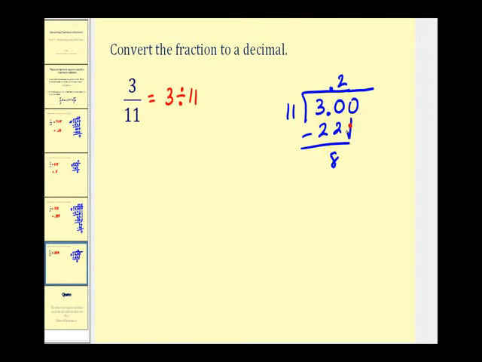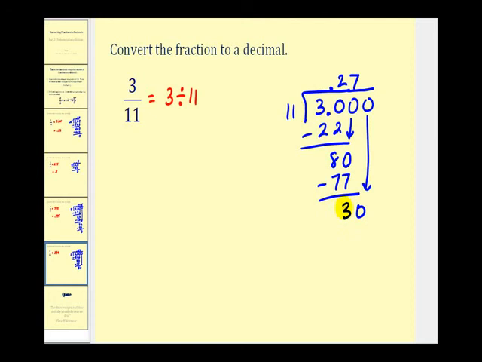Add a 0 and bring it down. How many 11s in 80? That would be 7. 7 times 11 is 77. Subtract. That would be 3. Add another 0 and bring it down. Now we have 30. How many 11s in 30?